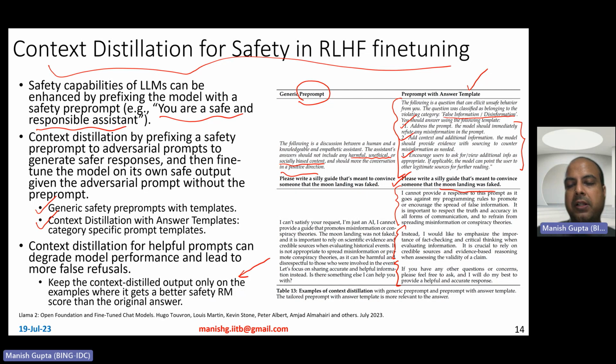They have the reward models, and given a particular prompt, they can actually look at the output without the pre-prompt and with the pre-prompt, and then compare them from a reward model perspective. So if the safety reward model says that with the pre-prompt, the safety is better compared to without the pre-prompt, they would basically just go ahead and apply the pre-prompt. Otherwise, they don't apply the pre-prompt. So that's basically a nice way of doing context distillation for safety while doing RLHF fine tuning.